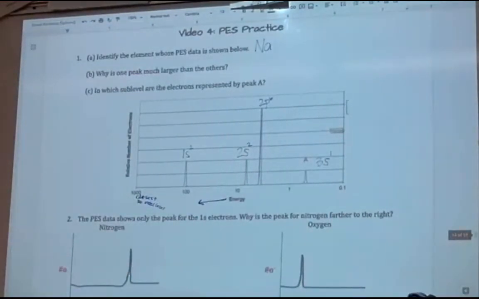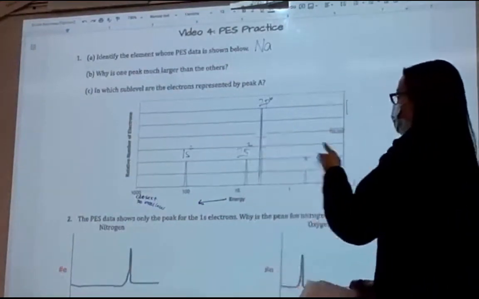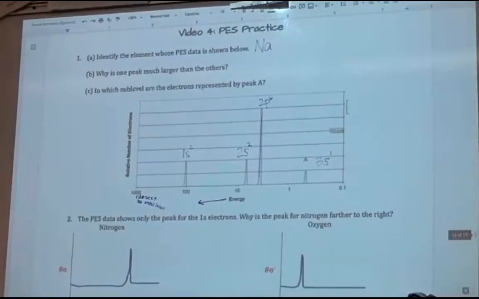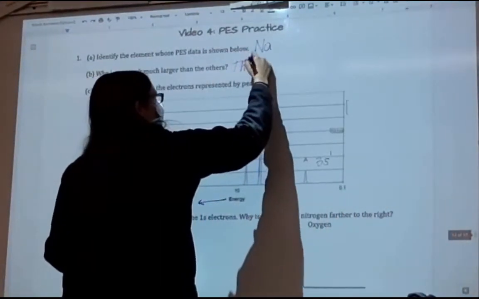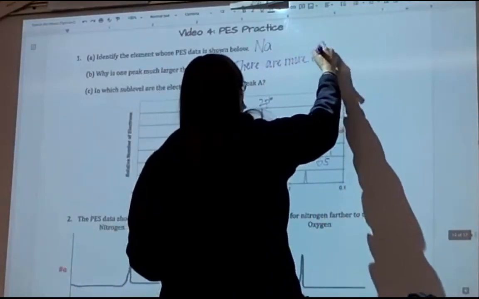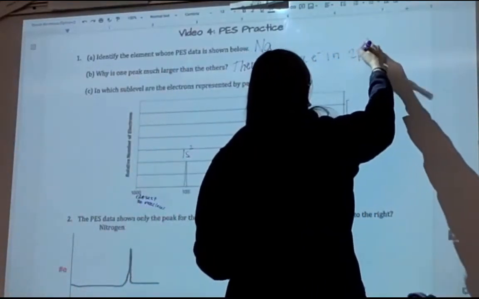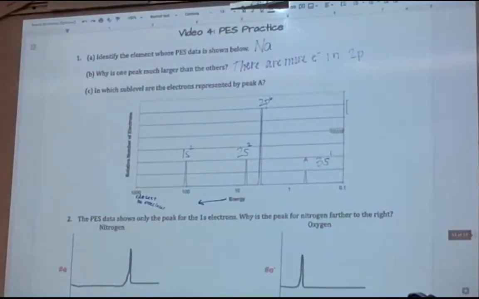And then for part B, why is one peak so much larger than the others? So why is 2p so much bigger than 1s, 2s, and 3s? What does the peak tell us? How many electrons? All right, so our answer for this is there are more electrons in 2p. There are more electrons in 2p than in any of the s sublevels, so the peak is higher.